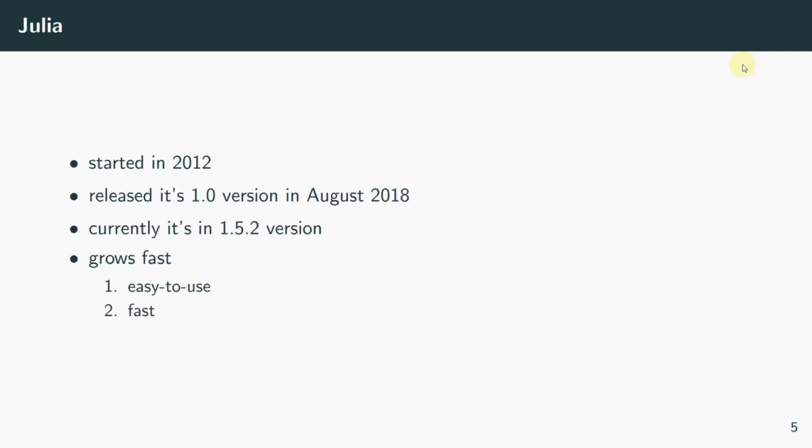Before we jump into our model, I want to introduce Julia to you first. So Julia is a very fresh programming language. It started in 2012 and released its 1.0 version only 2 years ago. Currently, it is at 1.5.2. Even though it is a new programming language, it grows rapidly because there are not many programming languages that can be both fast and easy to use. You will see how fast it is when I talk about those bottlenecks.